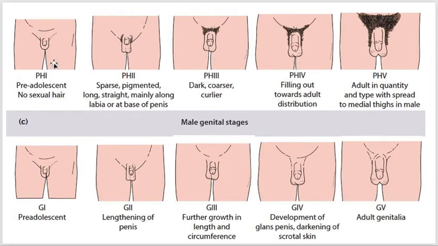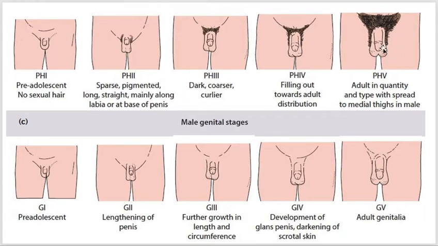This is stage 1, stage 2, stage 3, stage 4, and stage 5. Okay. Now you can see over here, stage 1 is like there is no hair. Stage 2, there is a small amount of long, straight or curled, slightly pigmented hairs along the base of the penis only, and there is enlargement of the testes and scrotum, and reddening of the scrotal skin. Stage 3 is that the hairs become darker, coarser, and curlier, and the penis is enlarged, as well as the scrotum. Stage 4 is adult-type hairs, and they reach the medial side of the thighs as well. And stage 5 is the same as an adult.